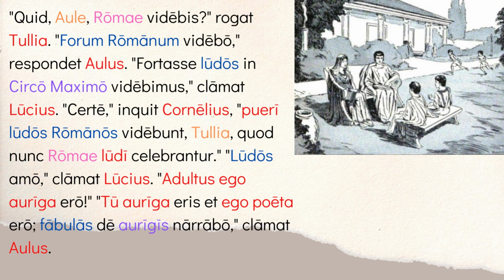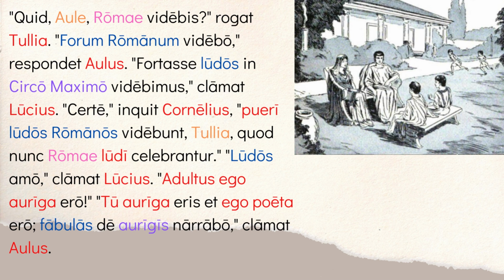"Adultus ego auriga ero." So I, adultus, as an adult or kind of grown up, it almost seems like when I'm an adult, right? Ero, I will be, right? Ero is the future tense of the verb esse. I will be an auriga, a charioteer. So he's saying, I will be a charioteer when I grow up, is kind of what he means, right? Adultus, when I'm grown.